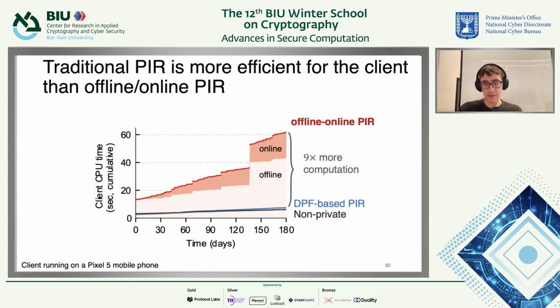But it's the other way around on the client side. We mentioned that the offline-online PIR is more expensive for the client, and indeed, the DPF-based PIR requires less computation for the client. Here it's the same type of graph, only we look at client computation. If you're in a setting where you care about client running time, then you probably want to go with DPF-based PIR rather than offline-online PIR.